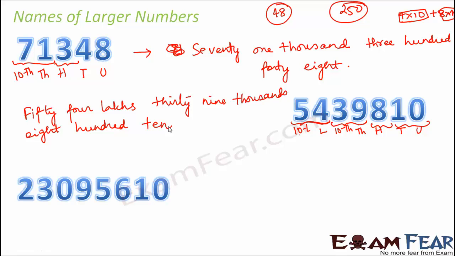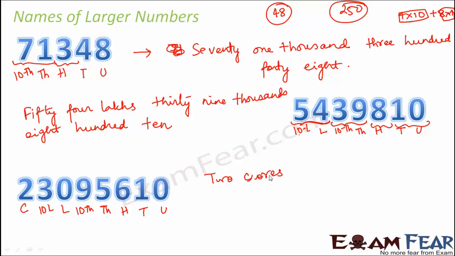Let's look at yet another number. This is a still bigger number. So unit, tens, hundreds, thousands, 10,000s, lakhs, 10 lakhs, crores. So this is how we have determined the position of the numbers. Now how do you write it? How many crores? 2 crores. So it starts with 2 crores.